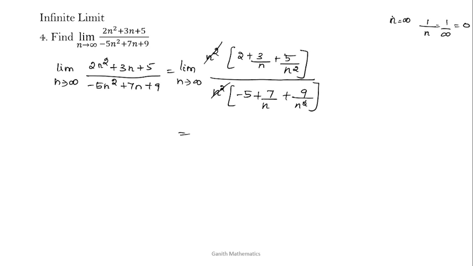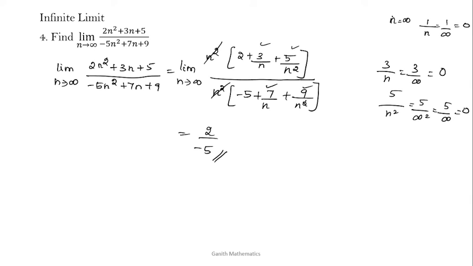If the limit n tends to infinity, this term and this term will be 0, because 1 by infinity is 0. 1 by infinity square is also 0. Similarly, this term will be 0, so you will get 2 by minus 5, right? Because 3 by n is 3 by infinity, that is 0. 5 by n square is 5 by infinity square, that is 0, because 1 by infinity is 0, right? So whatever number you are multiplying, again it will be 0. Similarly, in the denominator, 7 by infinity is 0, and 9 by n square, infinity square, that is also 0. You are getting 2 by minus 5.